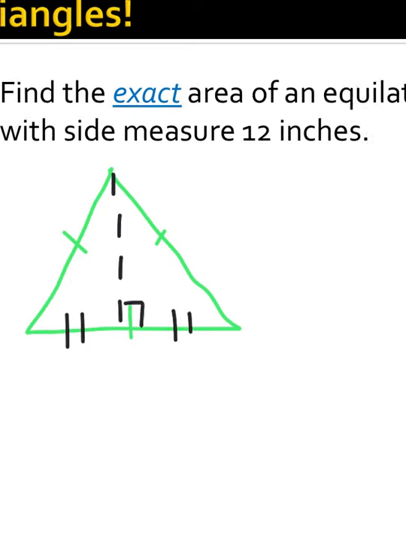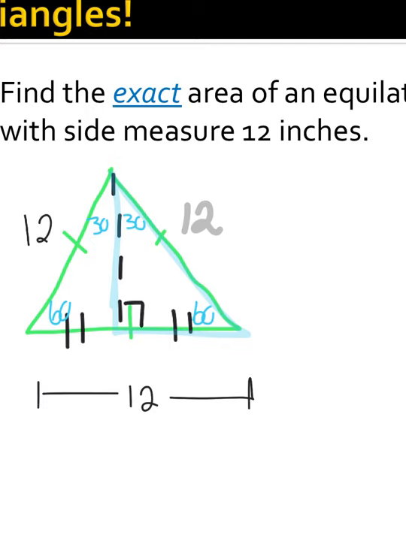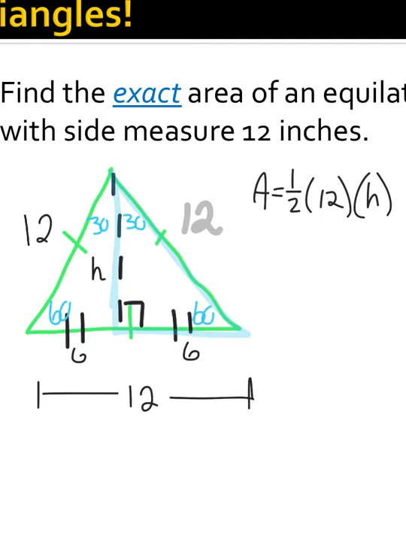Now another thing is, in an equilateral triangle, all the angles are 60. 60, 60, 60, right? So on top, I get 30. So I'm hoping that you all realize this right here is a 30, 60, 90 triangle. Each side is 12. If that side is 12, this entire side was 12. When I drop that altitude, I split it in half. So each of these is 6 and 6. I need the height because the area is 1/2 the base, which I know is 12, times the height, which I'm going to find right now.